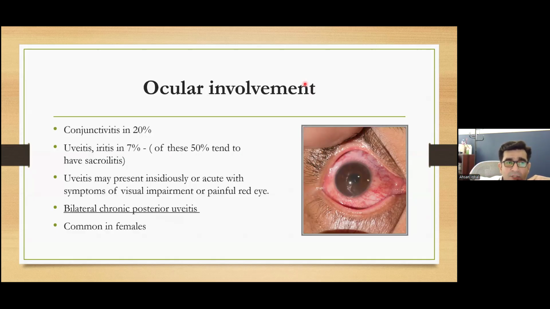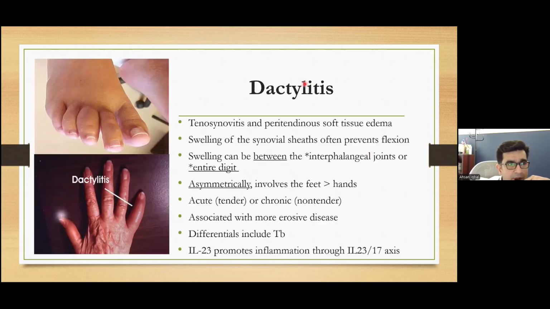Uveitis may present insidiously, where the patient does not complain of any vision changes, and slowly and gradually they lose vision, or acute symptoms where they have visual impairment. A simple way to assess them is if the patient has painful red eye with blurred vision and has a history of psoriasis, that can be of significant concern, and it's most common in females.